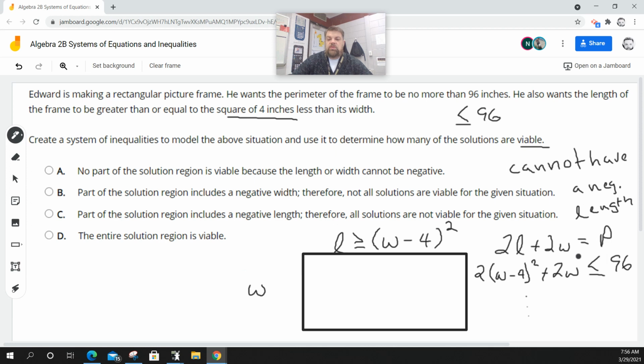So if we crank through and do all the math, that's a parabolic shape, right? It's going to look like this. And it's going to cross the axis in the positive direction and also in the negative direction. And so the negative number we can't use. So I think it is B, because part of the solution region would have a negative width. Therefore, not all the solutions are viable for the given equation. Well, actually, because of the inequalities, there's going to be multiple solutions.